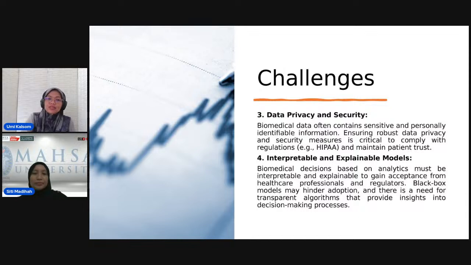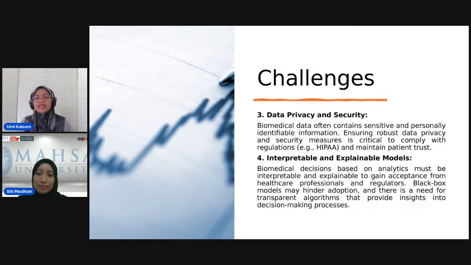Okay, I provide 6 challenges here. So this is the third one, data privacy and security. Biomedical data often contain sensitive and personally identifiable information. So ensuring robust data privacy and security measures is critical to comply with regulations, for example HIPAA, and to maintain patient trust.